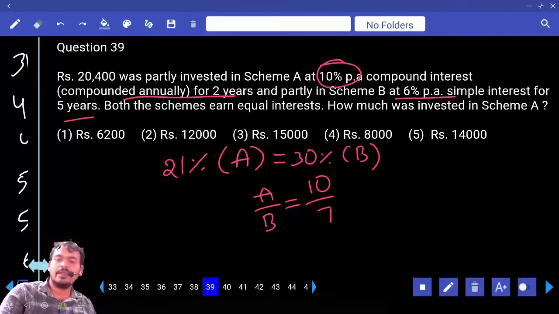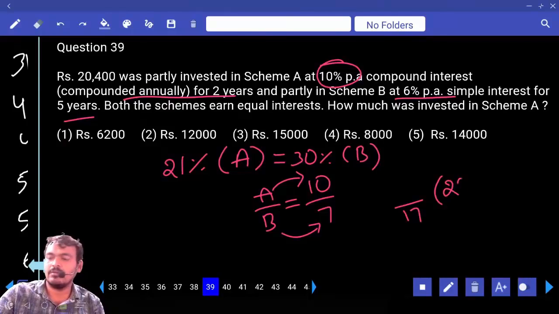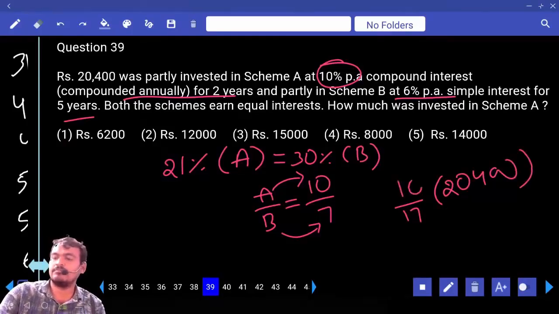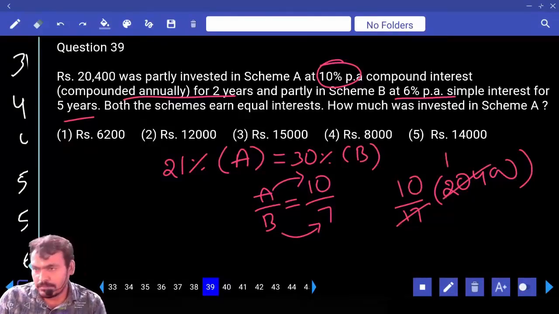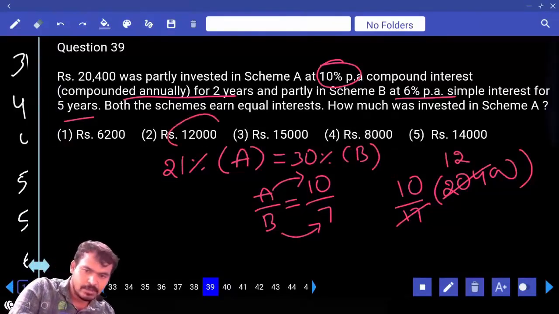A gets 10 parts, B gets 7 parts. Total is 17 parts. The value of 17 parts is given, 20,400. We require 10 parts. 17 ones are 17, remaining 34, 2 times. Then the answer is 12,000.